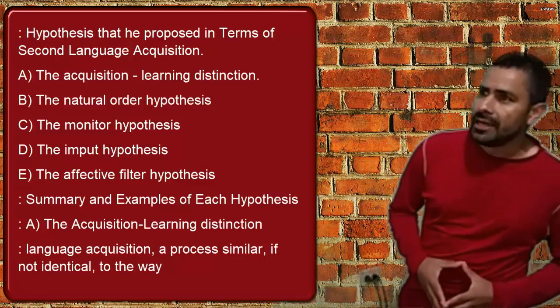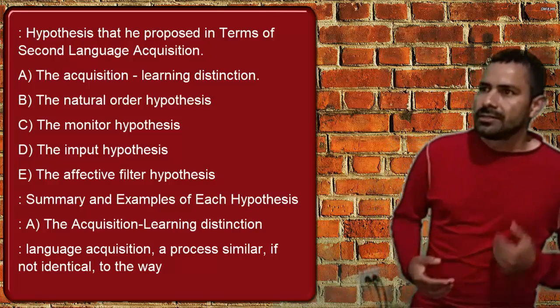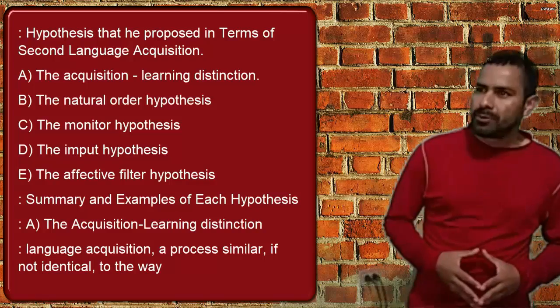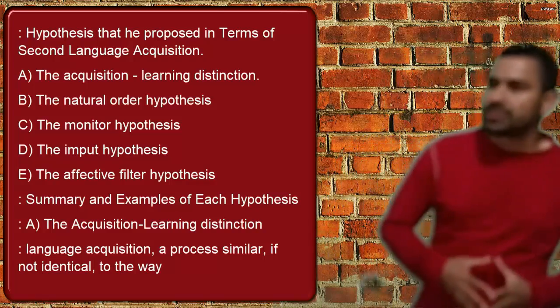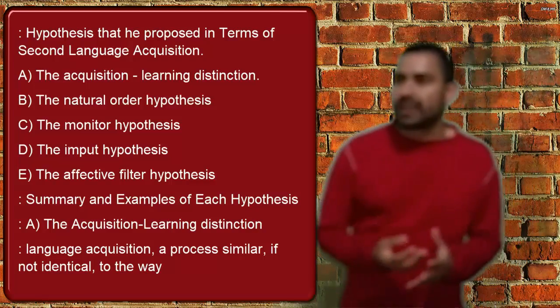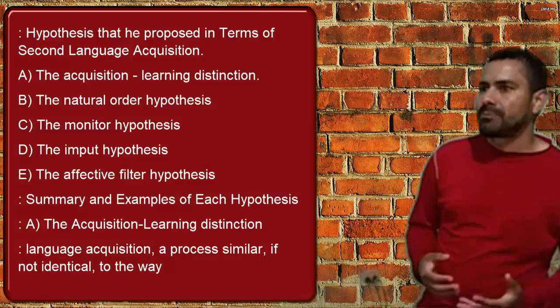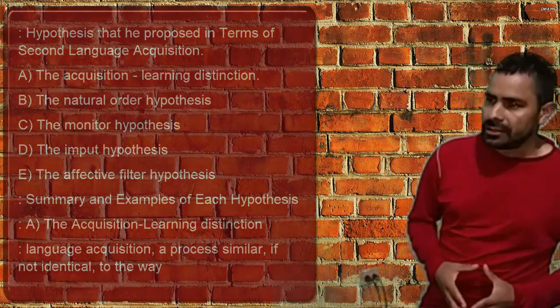Hypotheses that he proposed in terms of second language acquisition: the acquisition-learning distinction, the natural order hypothesis, the monitor hypothesis, the input hypothesis, the affective filter hypothesis, then a summary and examples of each hypothesis.